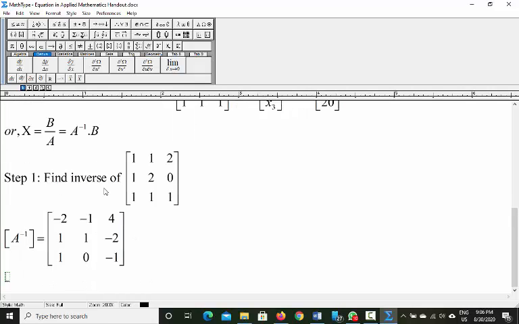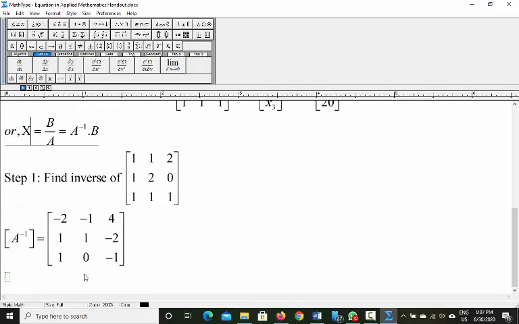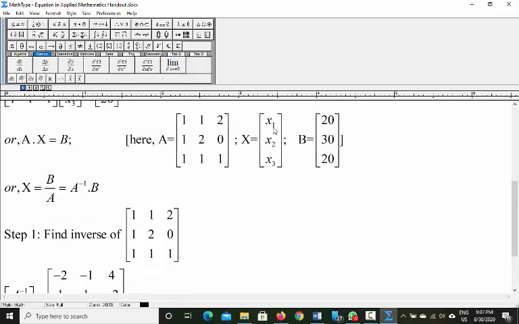Right? So this one, we know that x is equal to this one. So x is equal to this one, we already know that. So x means what? X means this one.